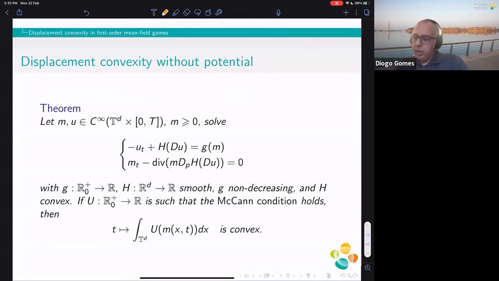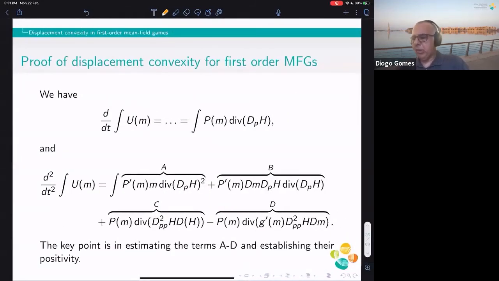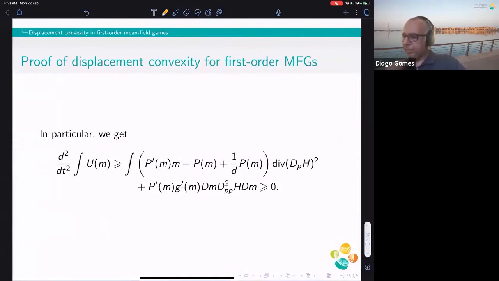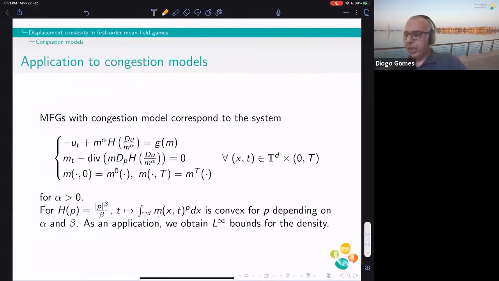And it turns out, and this is something that I did with Tommaso Seneci, who was my student, that in fact, if you have potentials that satisfy McCann's condition, then you have displacement convexity for the mean field games. And really the proof is you differentiate and you integrate by parts. And I'll get back to it at the end if we have time. So you integrate by parts and you reorganize your identities in a clever way.